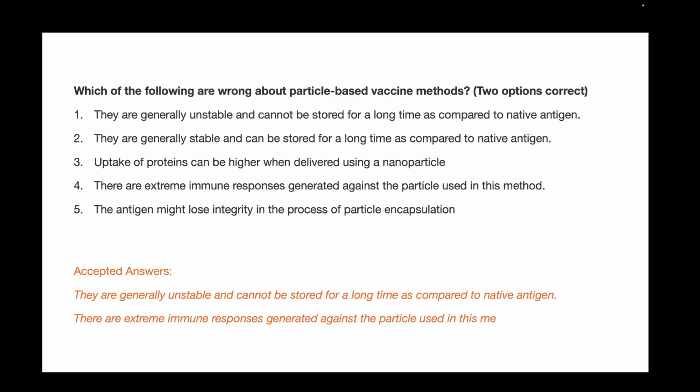And while these nanoparticles and virus like particles can act as adjuvants and enhance immune responses, they are typically optimized to induce robust but not extreme or harmful immune responses. And most data show that these carriers safely modulate and enhance immunity without causing excessive or dangerous immune activation. So, option 1 and 4 are the correct options here, and they are wrong about the particle based vaccine methods.